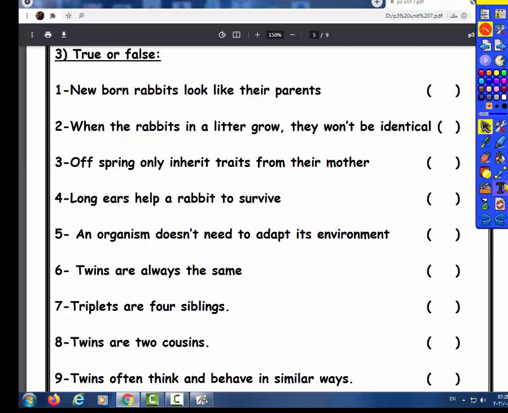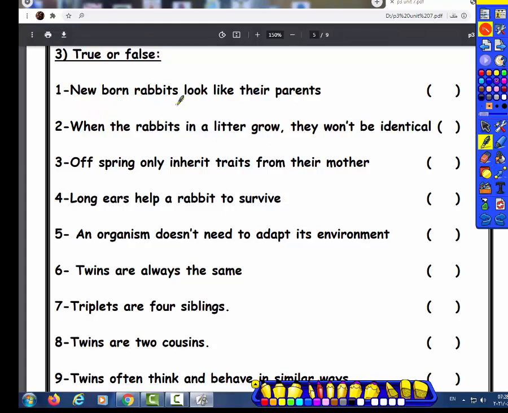True or false? Number 1, newborn rabbits look like their parents. Newborn rabbits, when they were very young, do they look like their parents? No, because they don't have fur, and they don't have long ears. At first, when they are very young, they don't have long ears and fur, so they are different from their parents. Newborn rabbits look like or different from their parents? Different, so that's wrong.